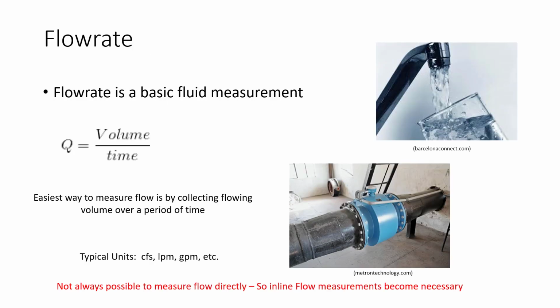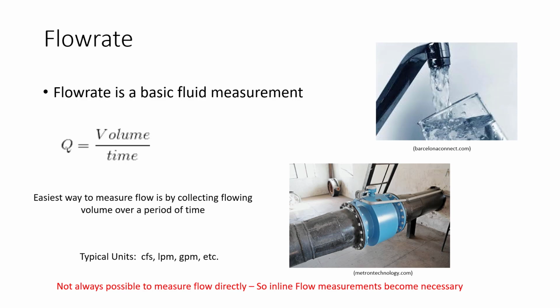So flow rate is one of the most basic measurements that we do with fluids, especially when fluids are flowing. And the simplest way to measure flow rates is to collect a known volume of the fluid or liquid over a given time. This works great for liquids, particularly because when they flow, we can capture them in a container and then measure how much volume we captured and what time it took for it to flow into that container. And if we divide that volume by time, we get our flow rate.